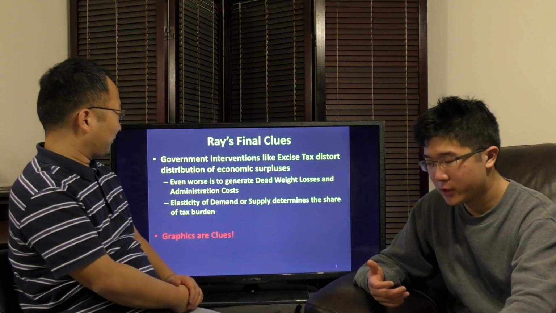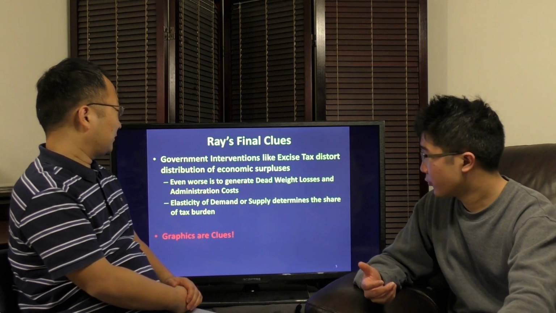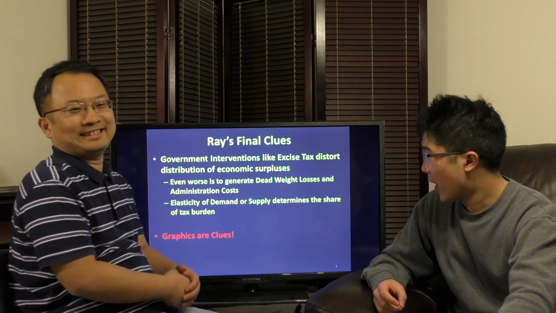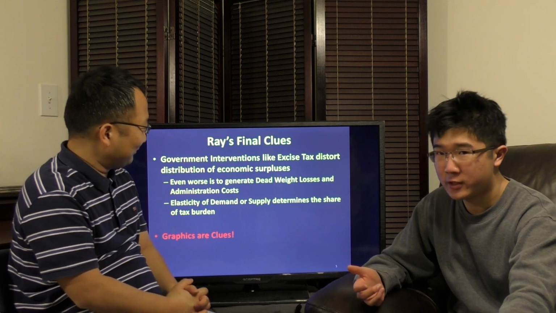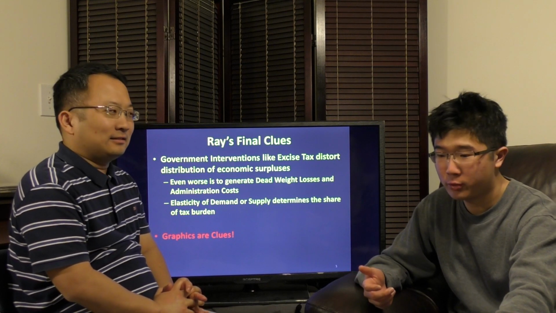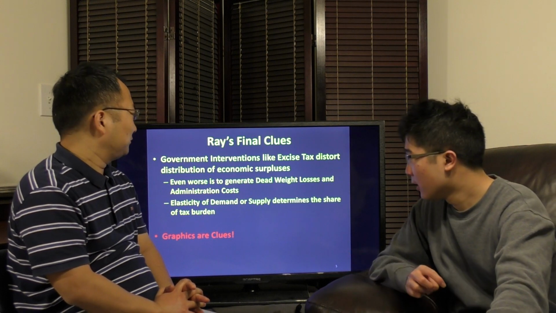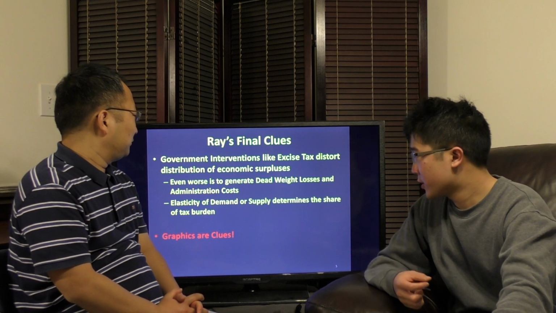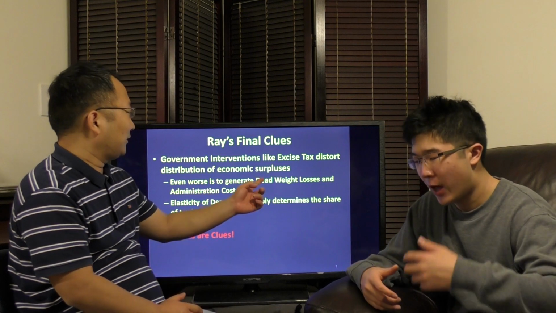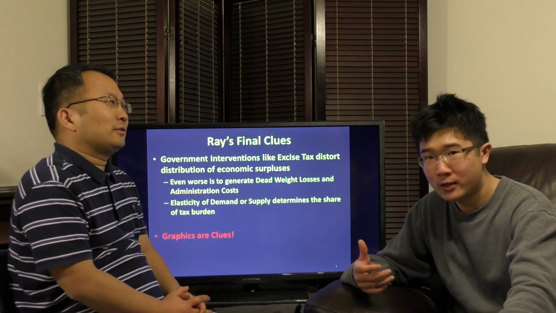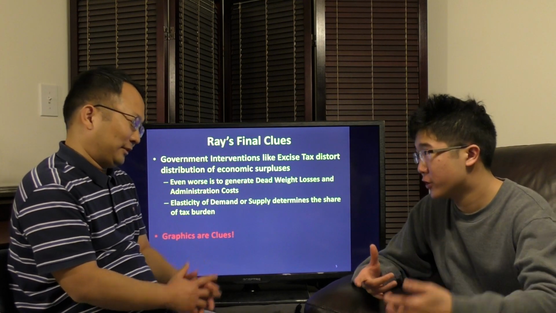So for final conclusions, government interventions like the excise tax, as we mentioned, distort our economic surpluses. They reduce overall surplus and distort the amount of consumer and producer surplus, and Uncle Sam comes in and takes a piece for himself as tax revenue. However, the worst part is that it generates administration costs, because the execution of these taxes has a lot of costs, which add to overall market inefficiency.